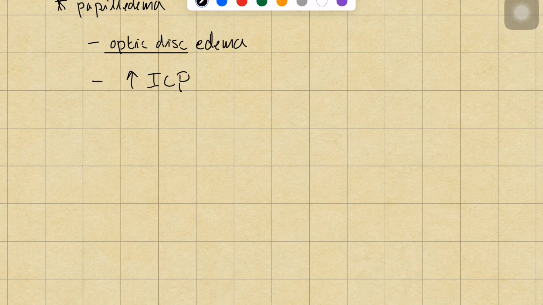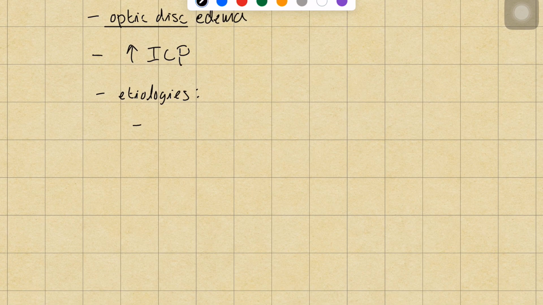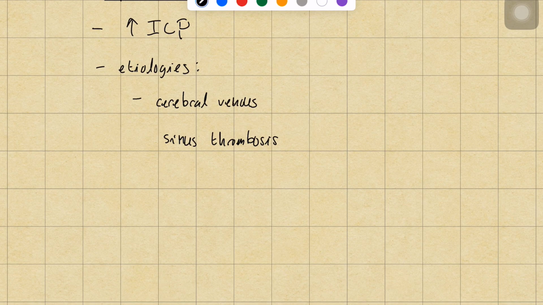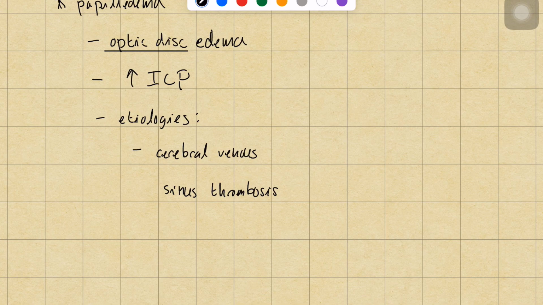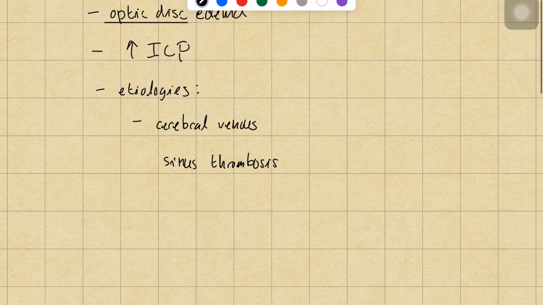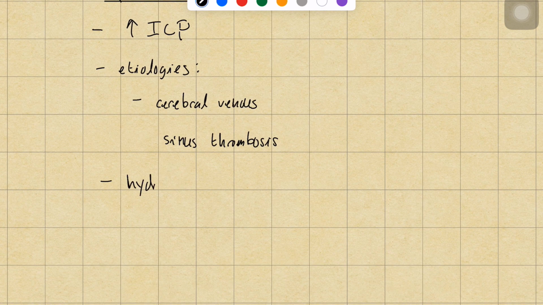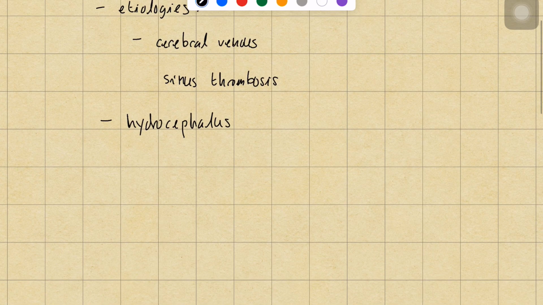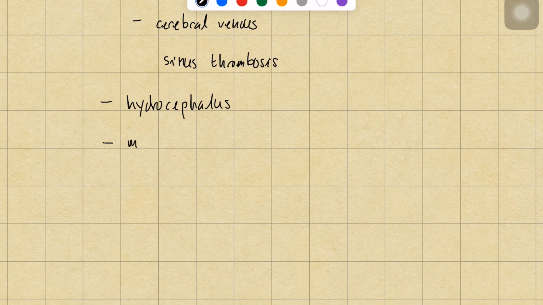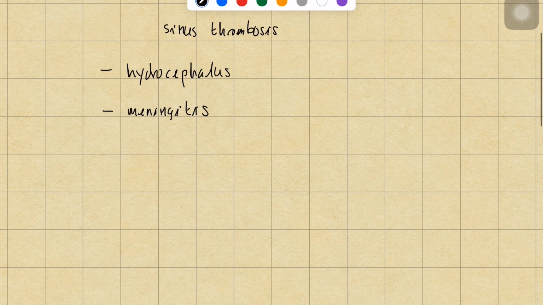Some common etiologies of papilledema: a major one you'll see is cerebral venous sinus thrombosis. This makes sense. The venous sinuses of your brain drain blood and CSF, so if any of these are obstructed, you'll have that backpropagation of pressure, and that can cause the intracranial pressure to rise. You'll see it manifested as papilledema. But you can also see it with hydrocephalus, and you can also see some infectious causes. So meningitis will raise the intracranial pressure.